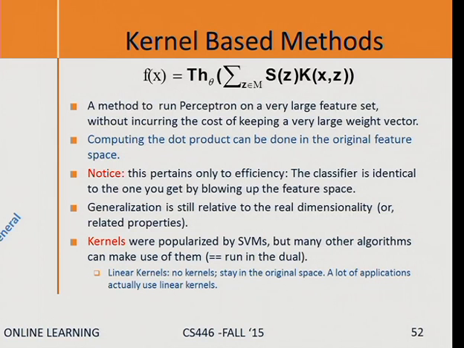It's important to notice, because it's never written in textbooks and in papers, that this only pertains to efficiency. It doesn't change anything in terms of your generalization, because the function you're going to compute with the trick is going to be the same function you're going to compute without the trick. Nothing changes. The only thing is that I'm going to compute it in a more efficient way.